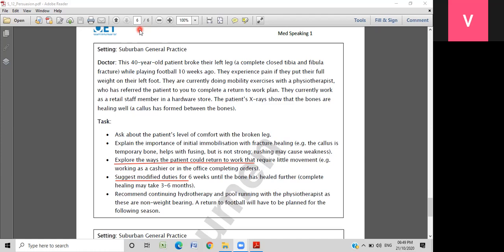I suggest you limit your movements, because I have seen your x-ray, that it shows a callus formation. So your bone is not very strong now. So I would suggest you do a task which limits your activity, you can do the activity of cashier. And I would suggest you do modified duties, like if you can limit your work.